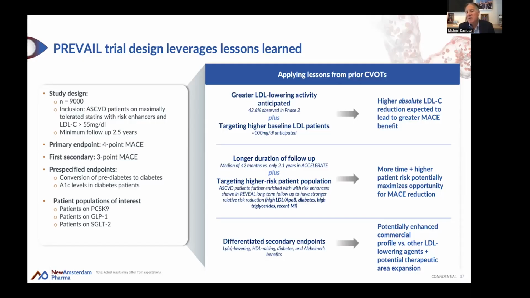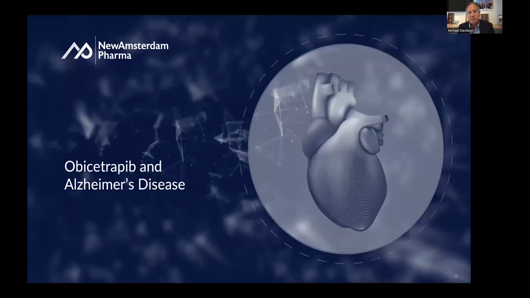And we also want to add risk enhancers for those who do benefit better, but also remove patients where the benefits are not to be determined by LDL lowering, which is heart failure patients. We know that from other trials. They also look at Lp(a) lowering and the diabetes benefit, as well as dementia effects.